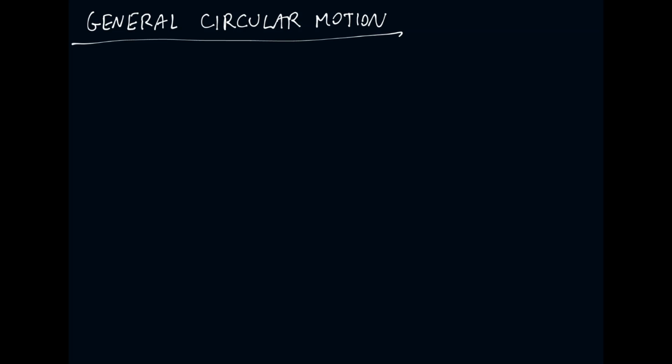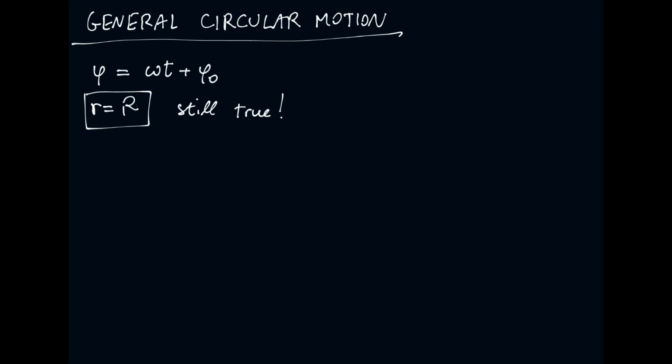This video will be about a more general type of circular motion, not just uniform circular motion, but slightly more general, not crazy, but slightly more general. So far, in uniform circular motion, we talked about the angle phi, r being a constant, and this is still true. But we said that phi was proportional to time plus some phi naught, and this is no longer true if it's not uniform.